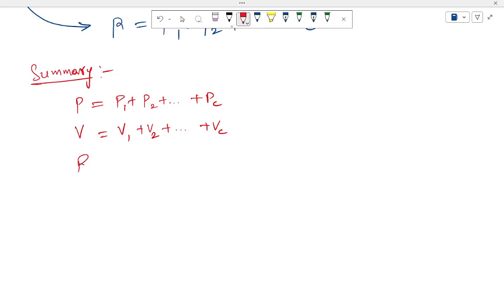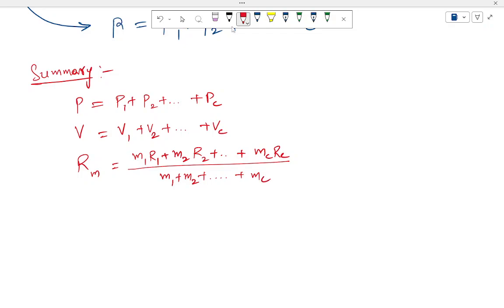And Rm of the mixture will not be like this. It has to be taken like M1 R1 plus M2 R2 plus so on plus MC RC by M1 plus M2 plus so on plus MC. So that's how you should take the R. Okay, for pressure and volume, simple sum. But Rm, this is how it is taken.